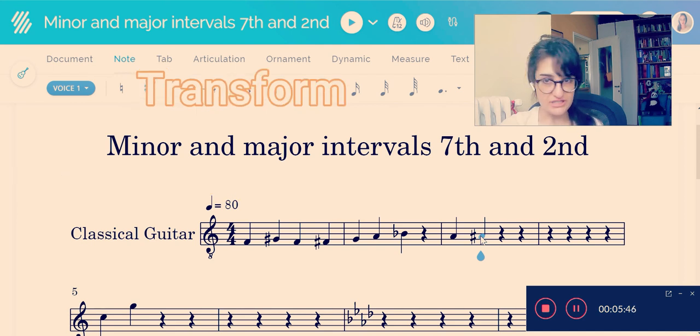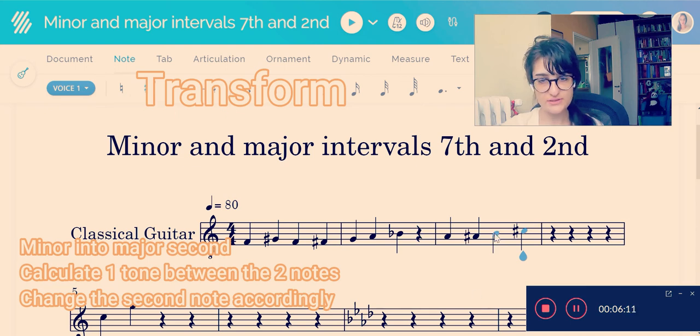Now, let's transform a minor second into a major second and vice versa. So, let's have B to C. It's a minor second. Remember that, because B to C is a semitone. Let's transform it into a major. We need one tone between the two notes, and voila! B to C, one semitone, C to C sharp, another semitone, two semitones, one tone. We've transformed the minor second into a major second.